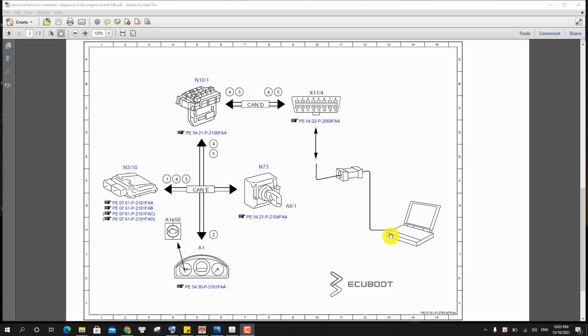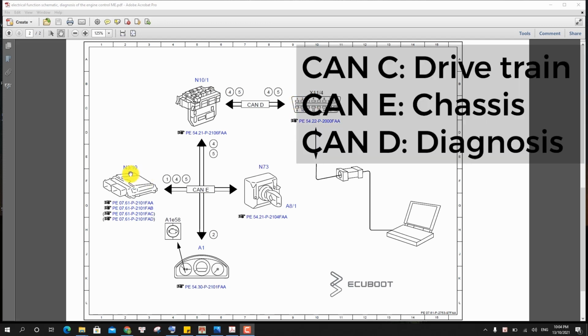For further understanding, our computer is connected with the OBD plug through our C6 diagnostic. With this GLK, we have N10/1, which acts like a gateway of the whole communication system. It gathers information from the ECM through CAN E and transfers the message via CAN D. If there are any faulty messages, the check engine light will appear on the instrument panel.